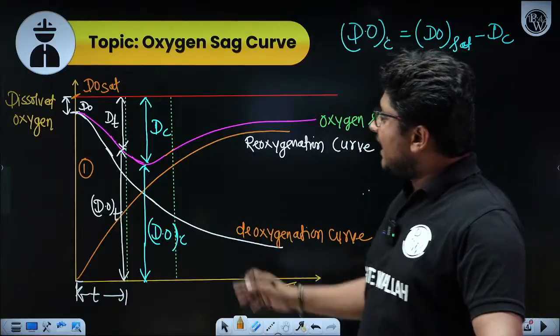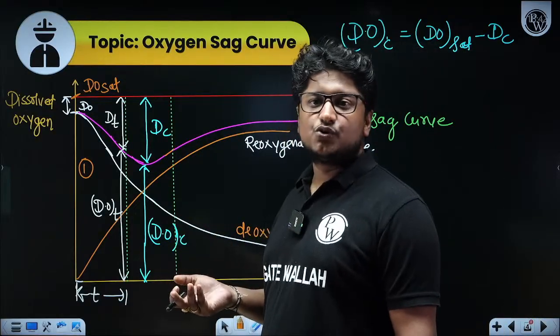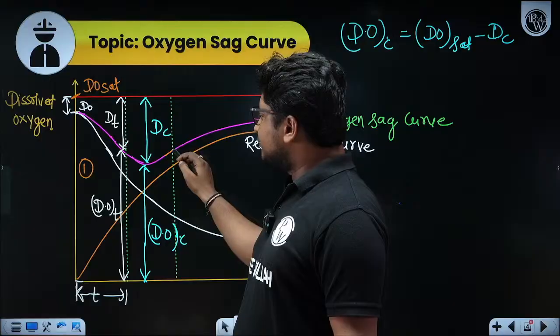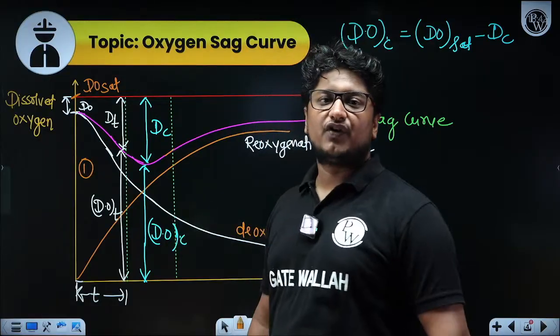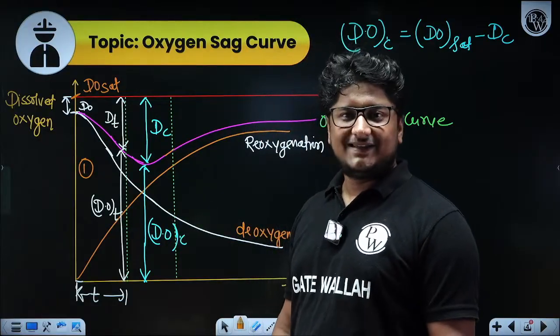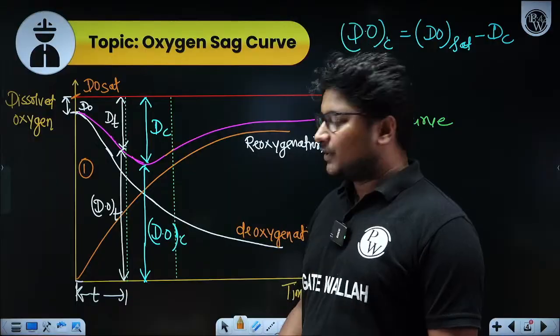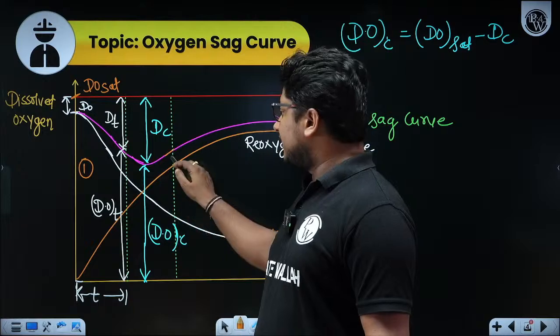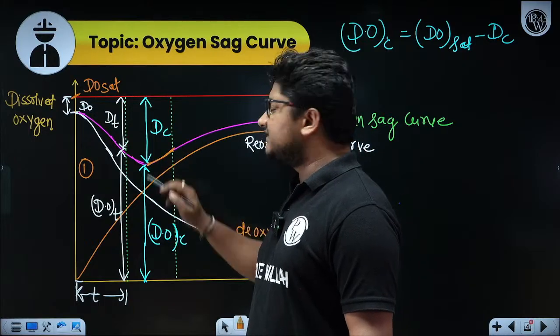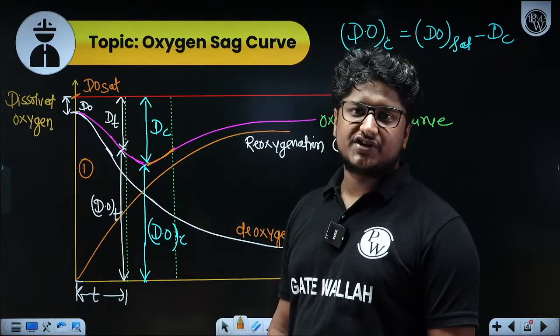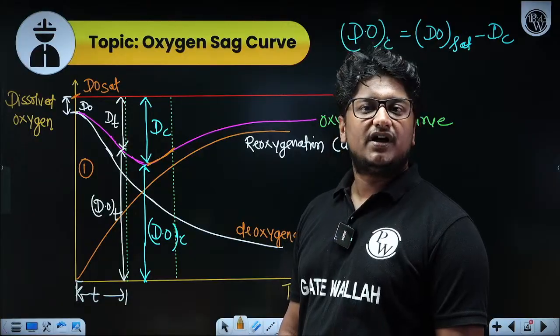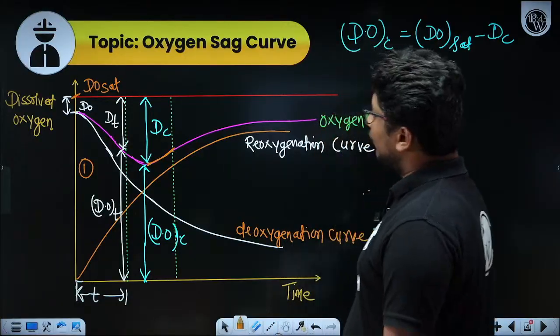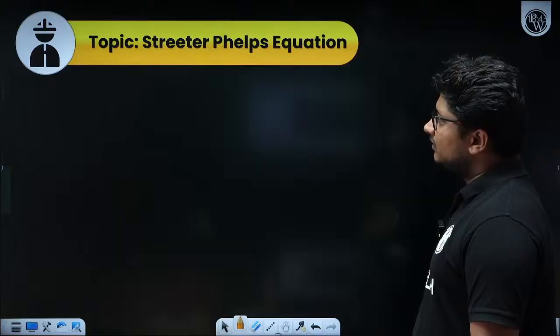This is the heavily polluted water which you can find. But the good thing, as I told you about this zone, is that at the end of the zone you will again have around 40% of the saturation value. That is something you will achieve, because in the same zone you get some part of the oxygen sag curve where reoxygenation is dominating compared to deoxygenation.